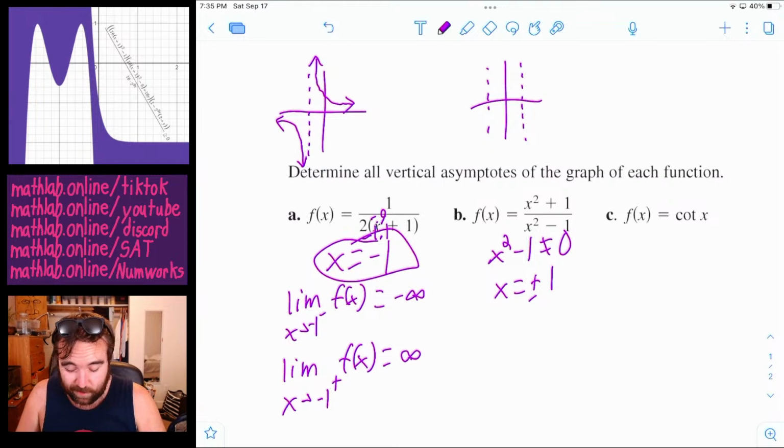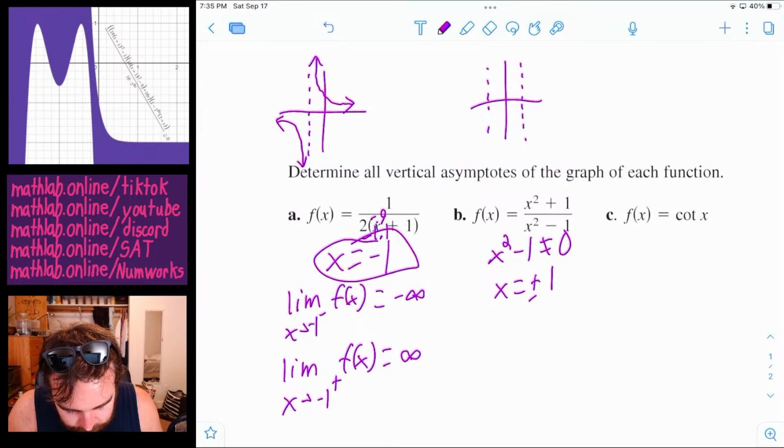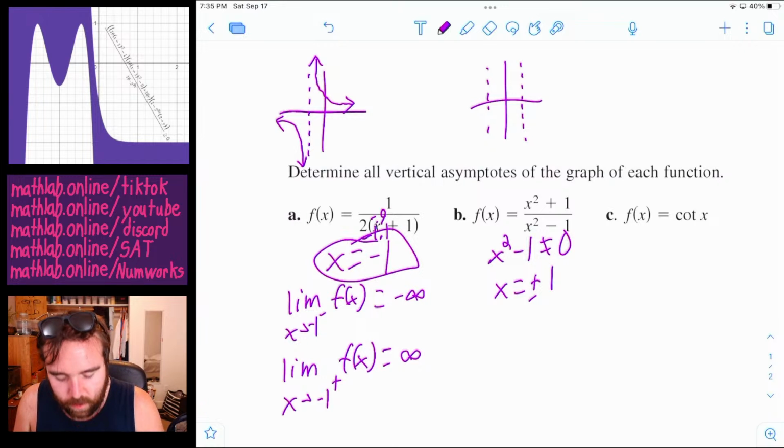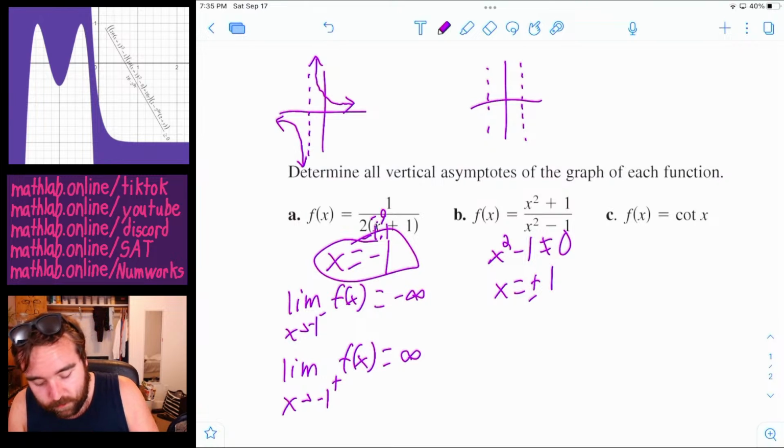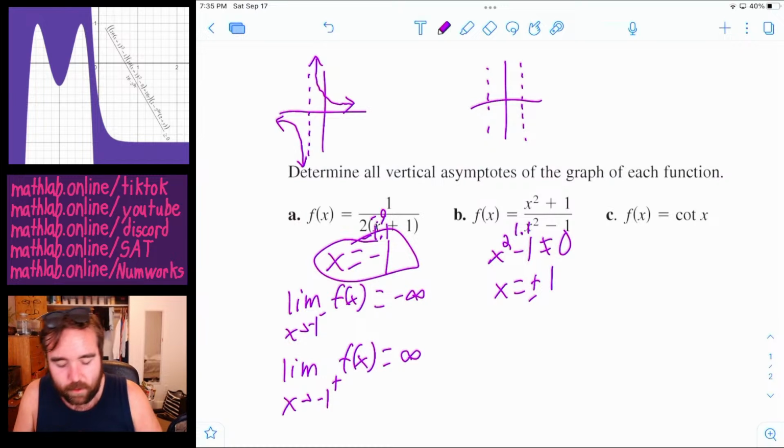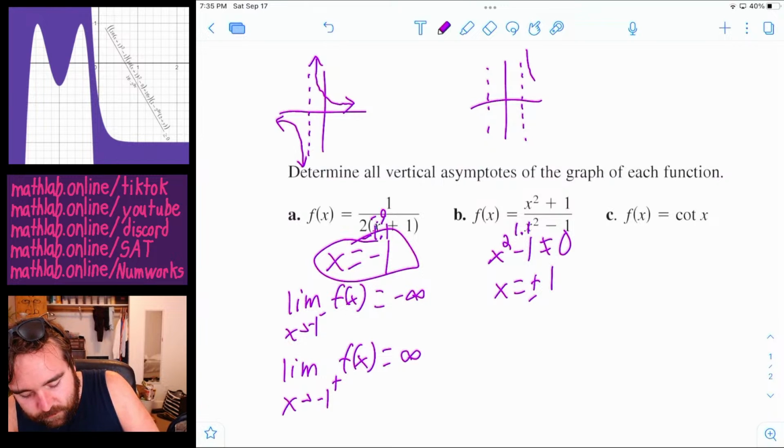And so what is this? I mean, we could plug in a value just bigger than 1. So if we plug in like 1.1, do we get a positive or a negative? Well, 1.1 squared is going to be bigger than 1. So that's where I'm thinking right here. So when we do 1.1 squared minus 1, that's going to be positive. So overall, that'll be positive. So we know it looks something like that.